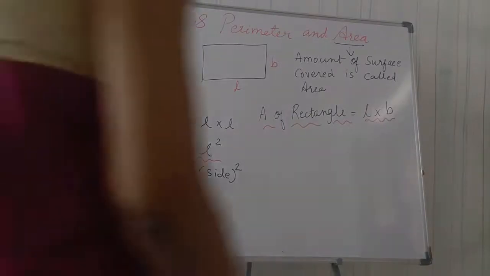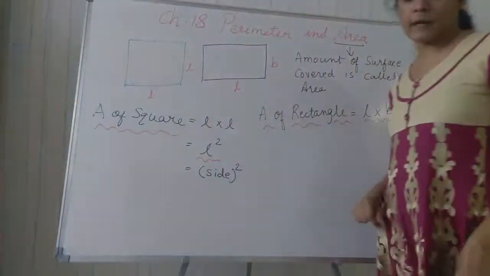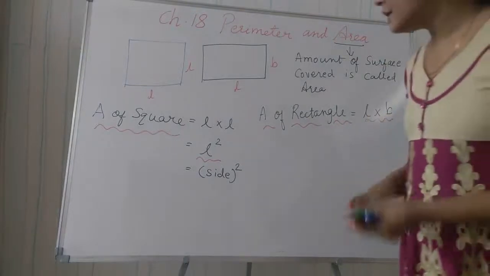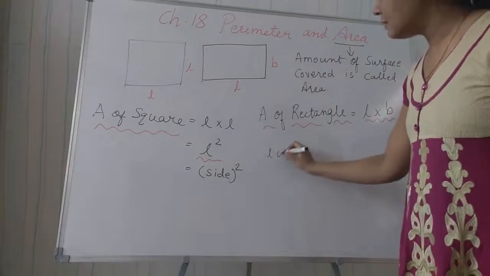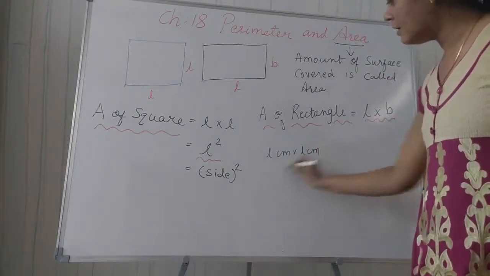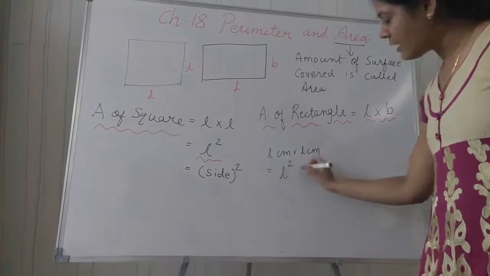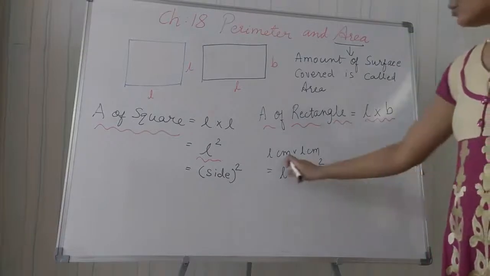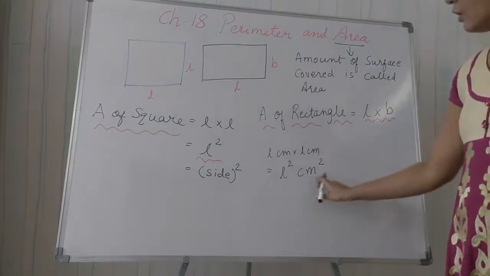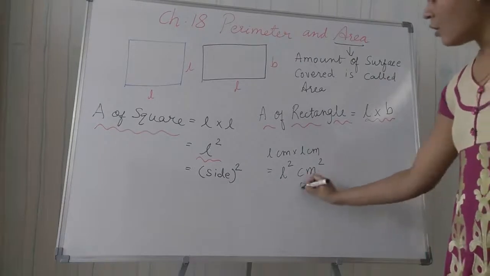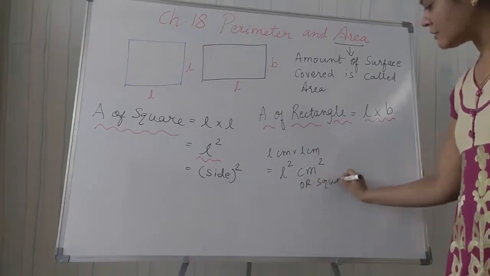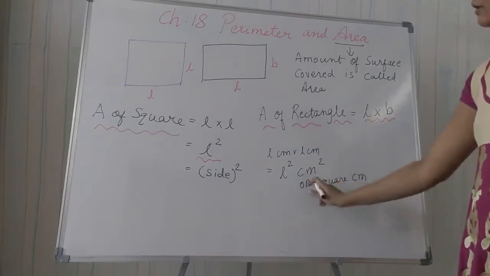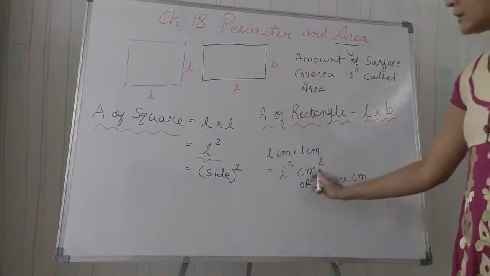Now again the question comes about the unit of this area. So whenever the values are given in centimeters, suppose L centimeter multiply L centimeter. So L into L becomes L square and centimeter into centimeter, centimeter square. 2 times if we write, then we call it centimeter square or square centimeters. You can call it square centimeters. These are two ways to speak this formula and its unit.